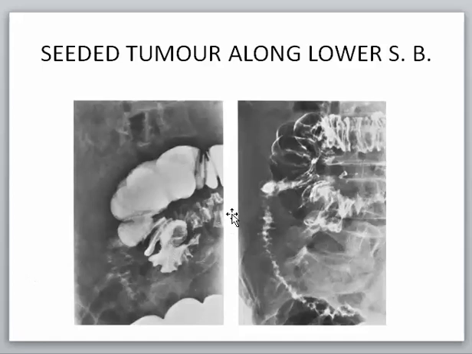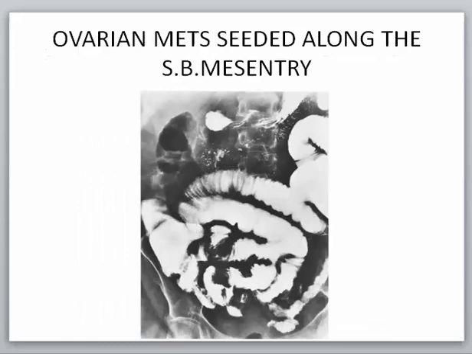Here we have again another one, subserosal deposits resulting in diffuse narrowing with irregularity, but here there are masses. The subserosal deposits are seen as masses, and here the same appearance. These are seeding from pancreatic tumor. Ovarian masses can result in such appearances also.